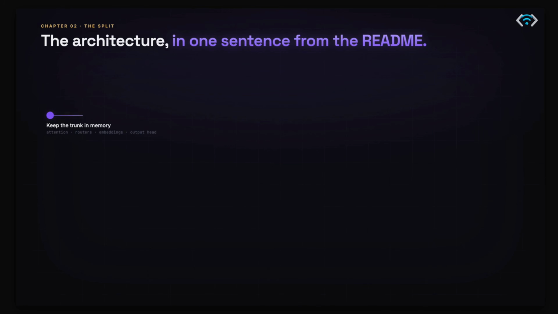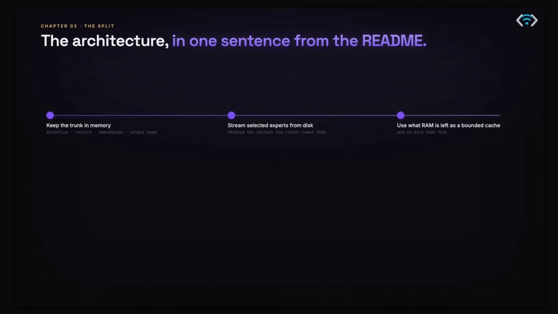The split and the fine print every headline skips. The architecture in 1 sentence from their own README: keep the model's trunk in memory, stream the selected experts directly from disk, and use whatever RAM is left as a bounded expert cache. Unpack that.